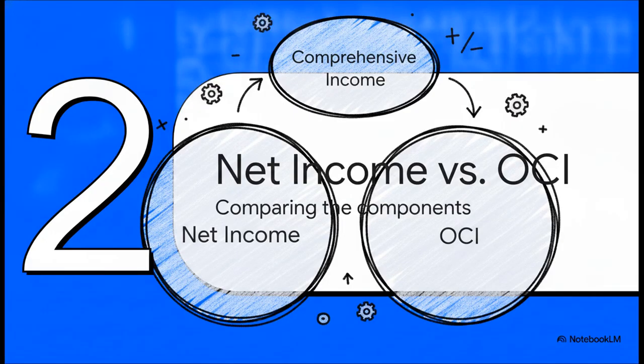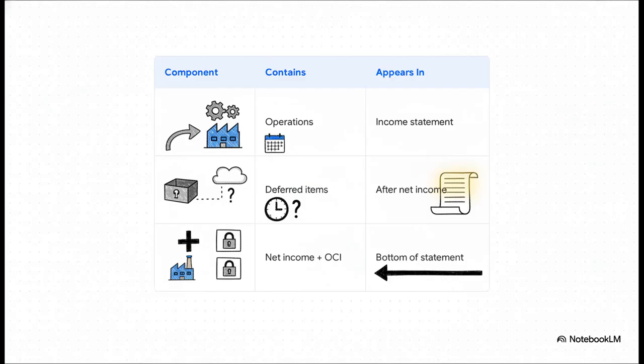Moving right along to Section 2, net income versus OCI. Let's break this master metric down into its two distinct parts and see how they play together. Think about the stark contrast between standard daily operations and these deferred items. On one hand, net income contains your revenues, expenses, gains, and losses from normal realized operations. That all wraps up neatly at the bottom of the income statement.